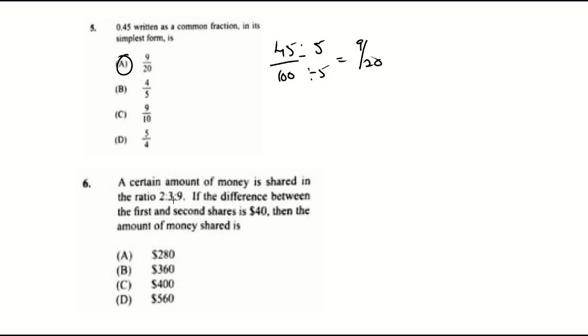A certain amount of money shared in a 2 to 3 to 9 ratio. The difference between the first and second share is 40. Then the full amount was 560. We know that this was 14 parts. We know the difference between 2 and 3 is 1. So 1 part was 40. So 14 parts would be 14 by 40, which is 560. And that would be the end of May, June 2018.